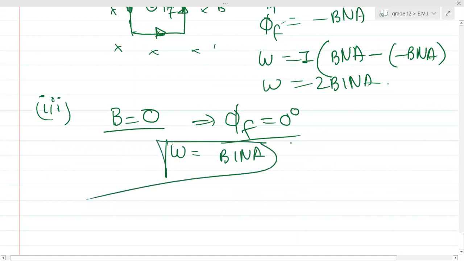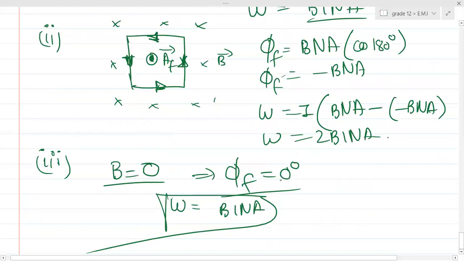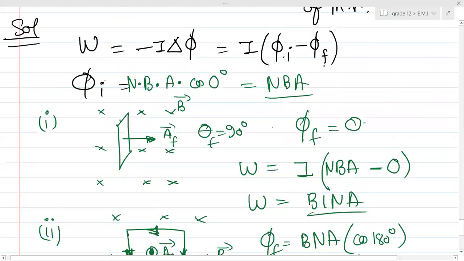You could explain the third part again. I didn't understand. The third part was given what? Pulling the coil out of the magnetic field. If I want to pull it out of the magnetic field, that implies I want to make the magnetic field zero, right? So that implies the final flux is zero. And the final flux is zero. I'll just put it over here. Okay? Is this clear? Yes, sir.